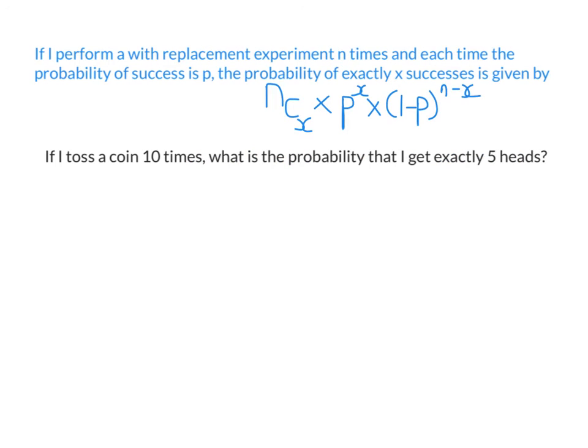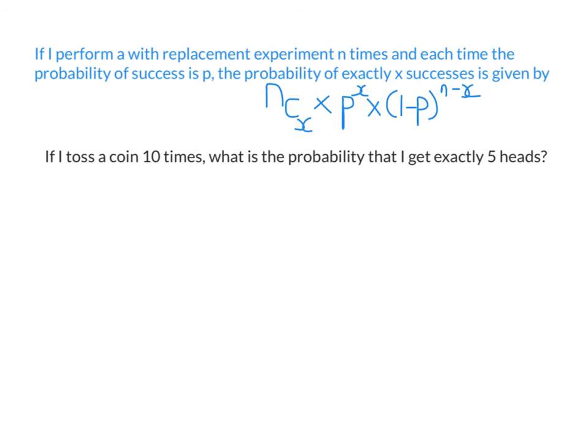So let's say I toss a coin 10 times. What's the probability I get exactly 5 heads? This is a with replacement experiment because the probability of getting heads each time is the same. It's a half each time. It's like if you get a head the first go, it's like it's replaced. You can get a head the second go. So we can just use this formula up here.